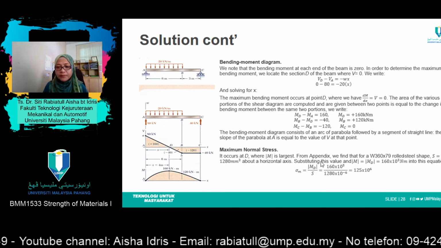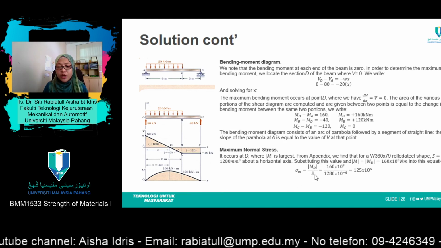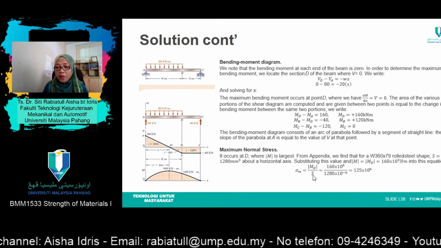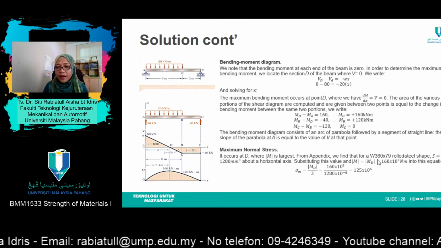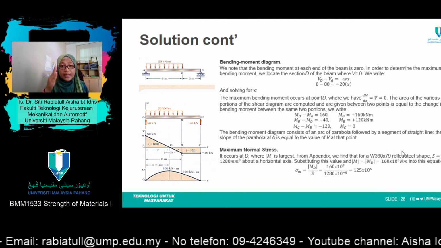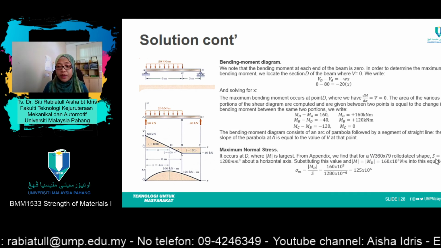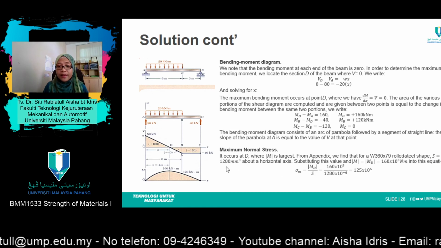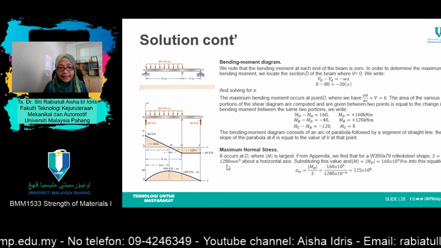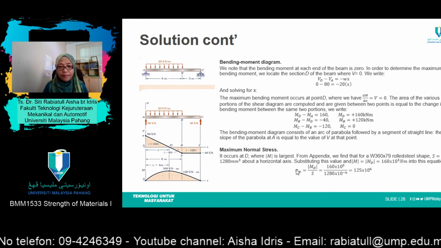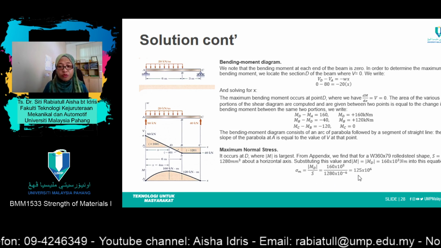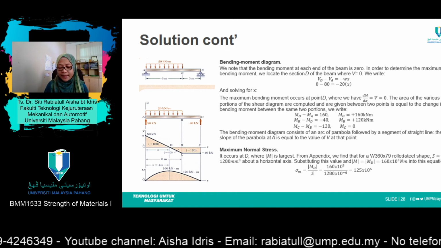This is the formula, maximum normal stress by using section modulus. For a value of section modulus, W, you need to find this shape in the list. After that, you may find the value of S equals to 1280 mm cube. So from there, you'll get maximum stress equals to 125 times 10 power of 6.